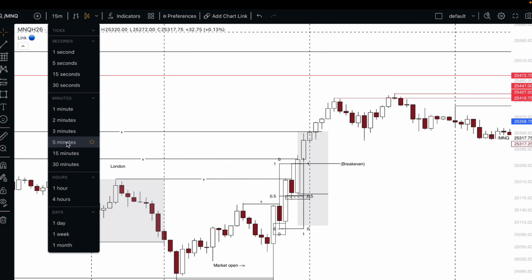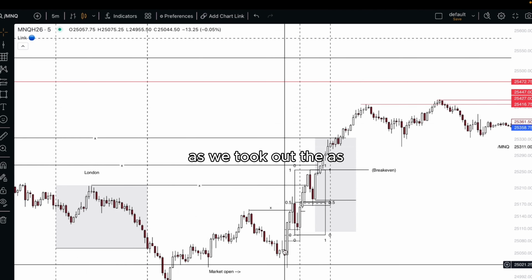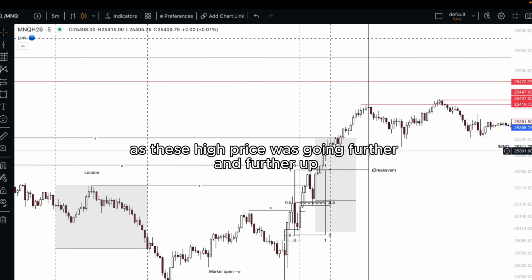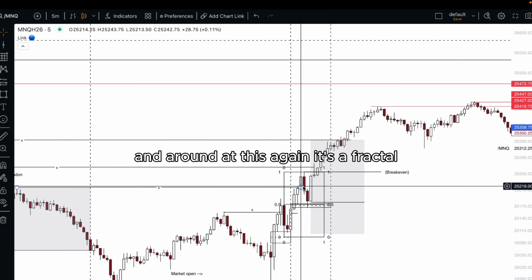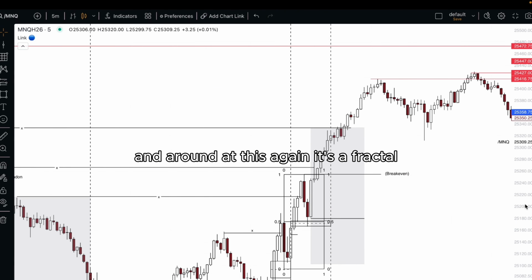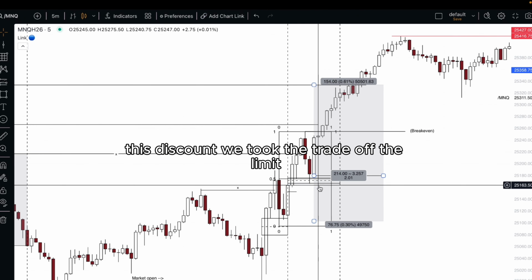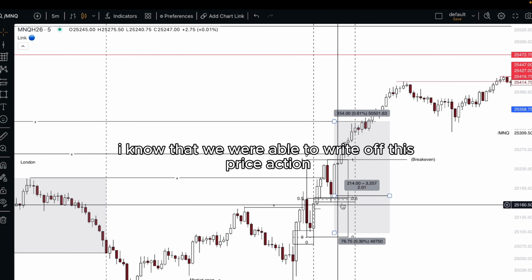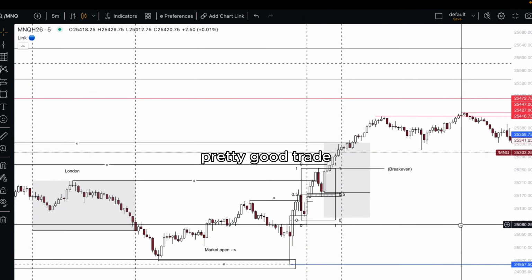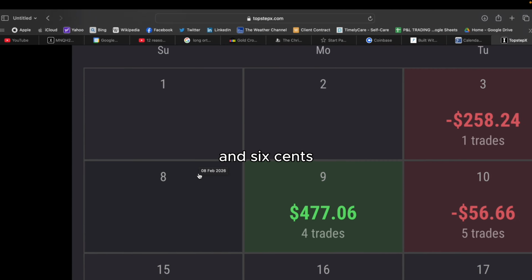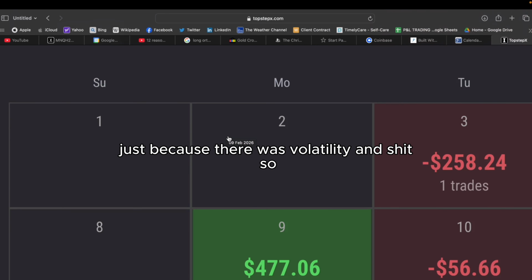Coming into the kill zone, as we took out these highs, price was going further and further up, taking out buy side liquidity. It's a fractal. This discount, we took the trade off the limit because the context was within my knowledge. I know that we were able to ride this price action going up. So pretty good trade. Did about $477.06. Had to cancel a bunch of trades just because there was volatility.